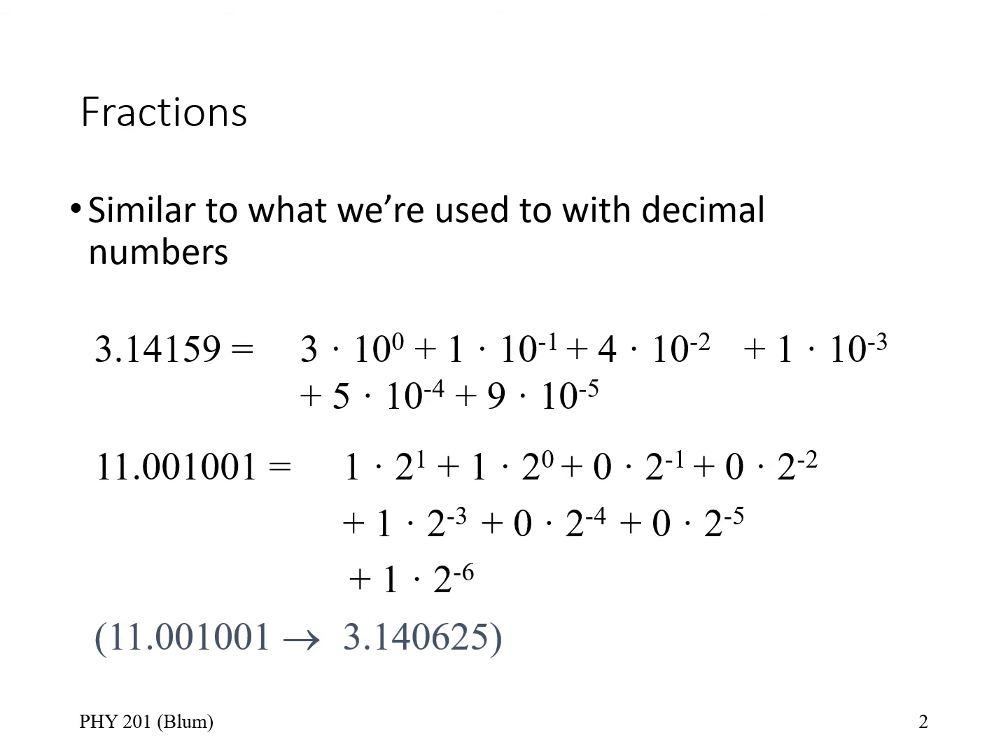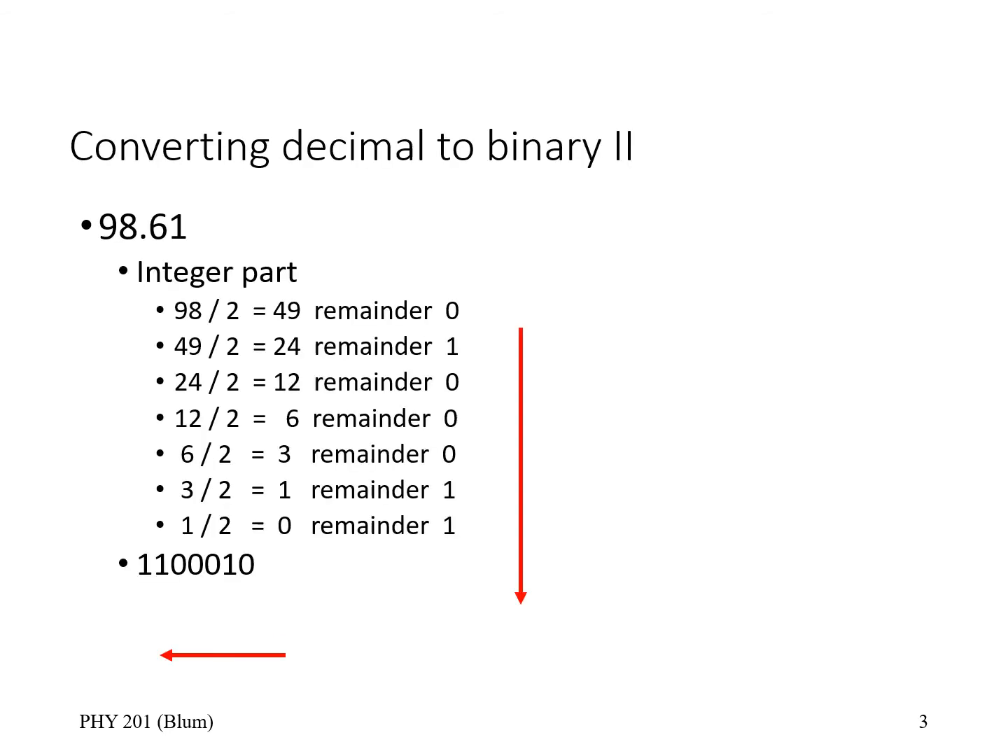So after the dot, that first 0 is the halves place, the next is the quarters place, and then the eighths place. So the negative powers of 2, starting with the point, there are 0, 2 to the minus 1, 0 halves, plus 0, 2 to the minus 2, 0 quarters, plus 1, 2 to the minus 3, that's an eighth, and so on.